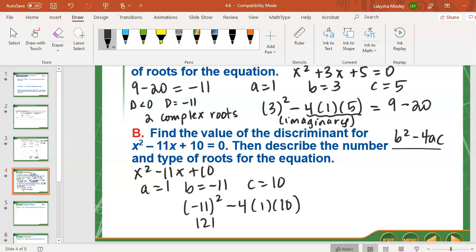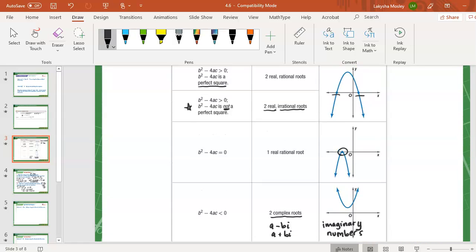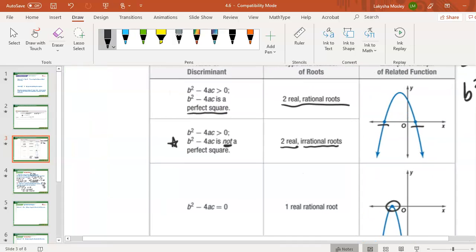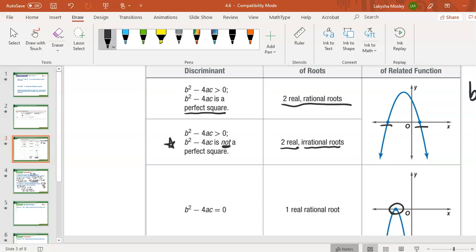So we got 121 minus, and then I do 4 times 1 times 10 is 40. I'm going to just subtract away 40 from this. 121 minus 40 is 81. Okay, and so because this is greater than 0, I go back to my slide and I say, hey, it's the first one, or the second one possibly.